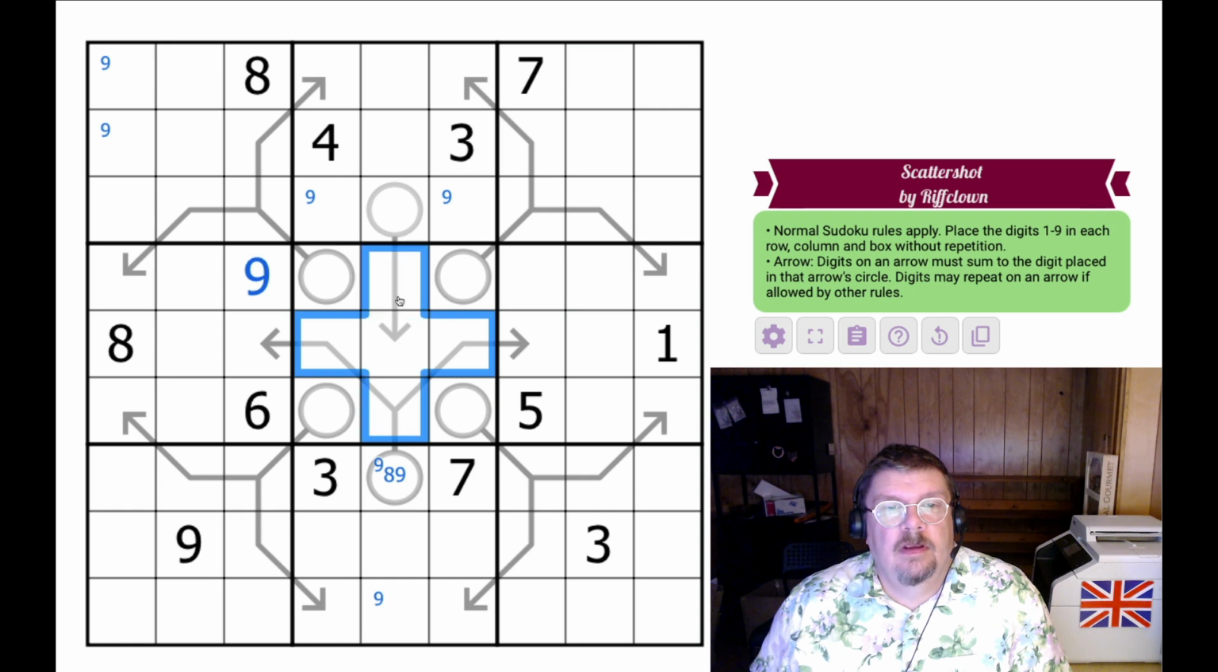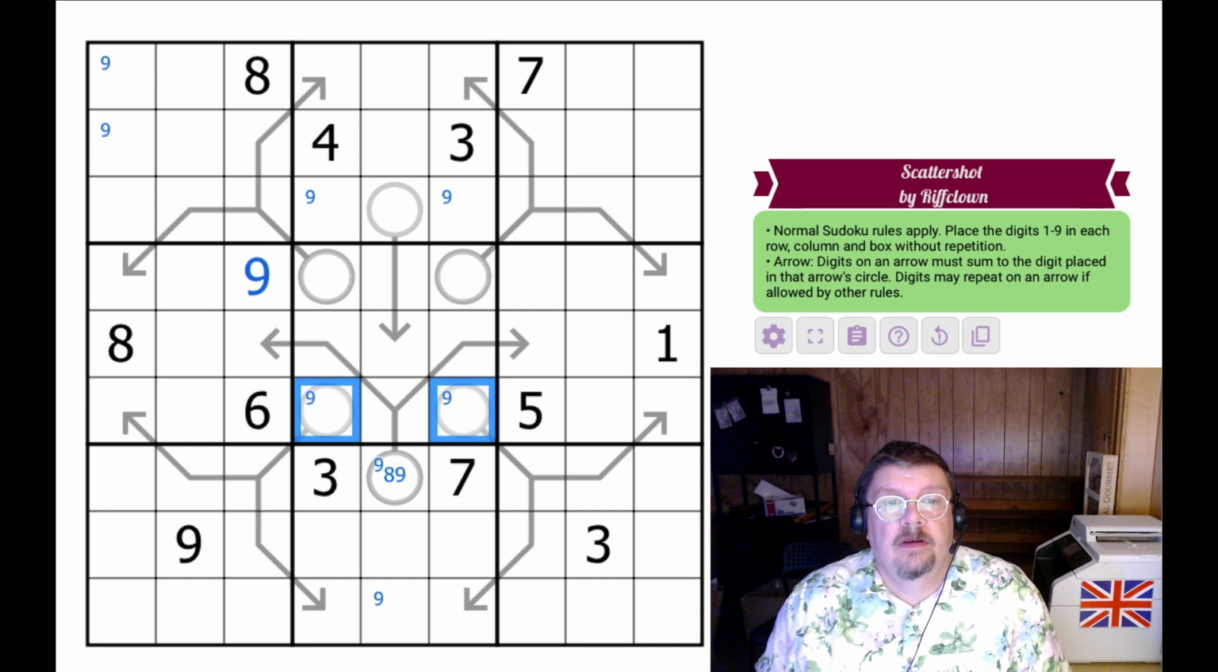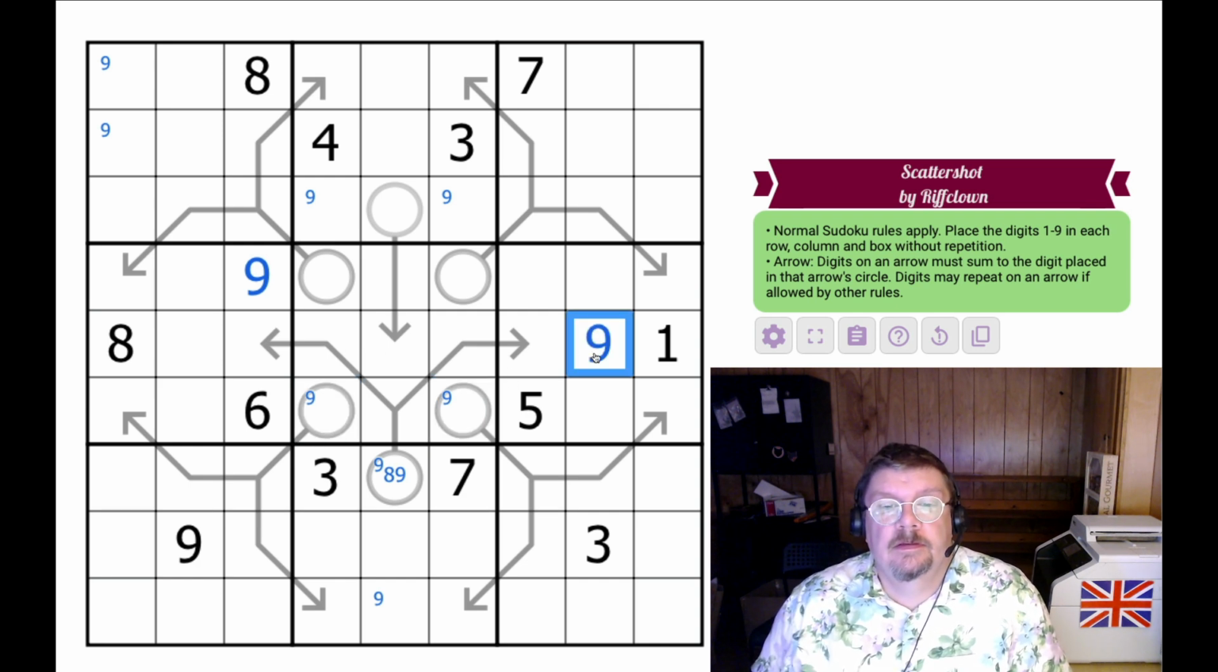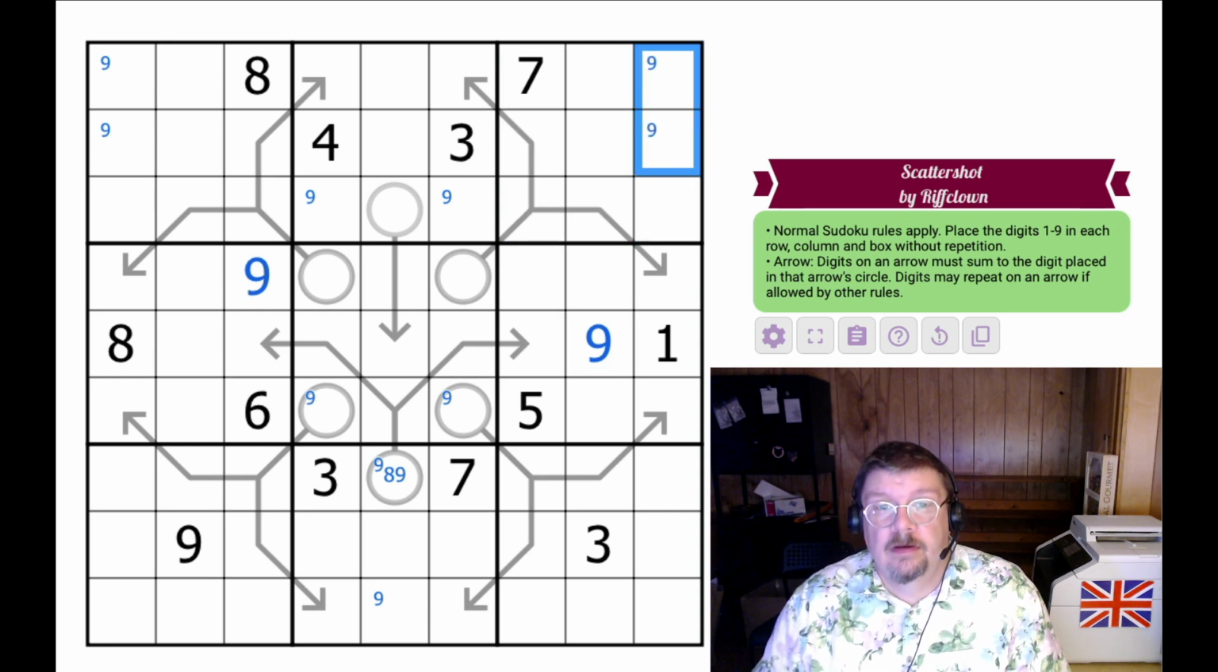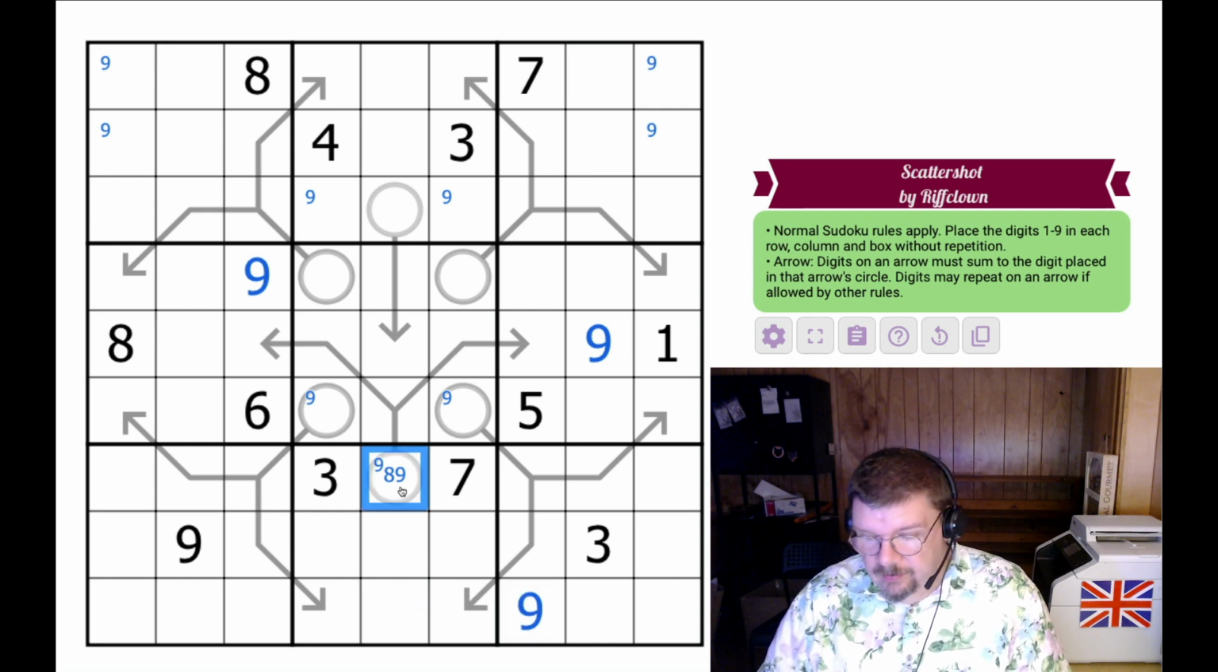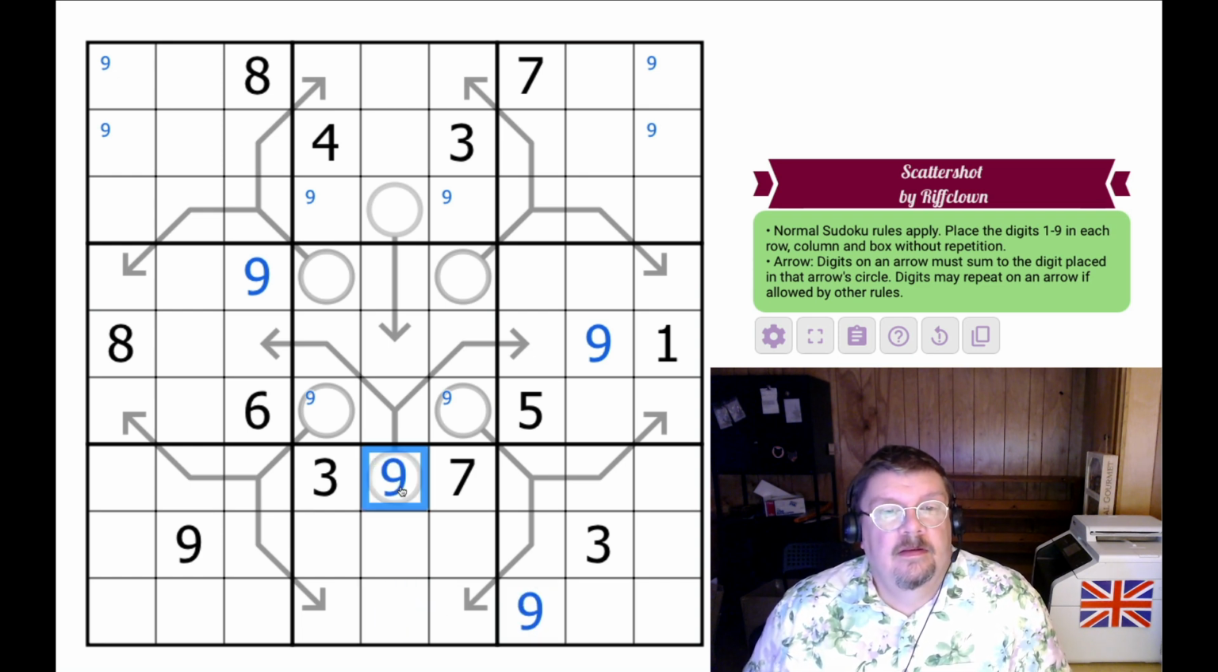None of these arrow cells can be a 9, nor can they. So one of those two is a 9. That makes this a 9. Those are not 9s, nor is that. So one of those two is a 9. That makes this 9. That's not 9. This is a 9. Okay, that was quite nice. I liked that.